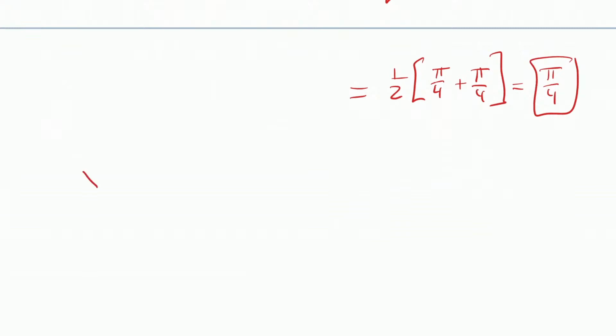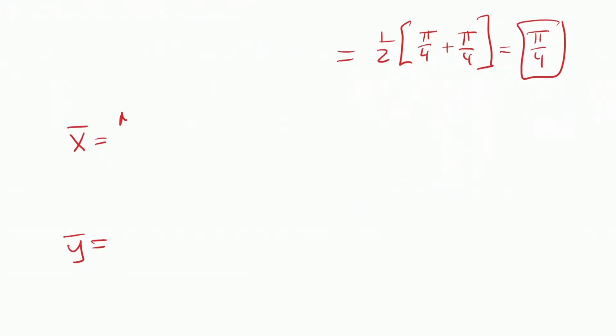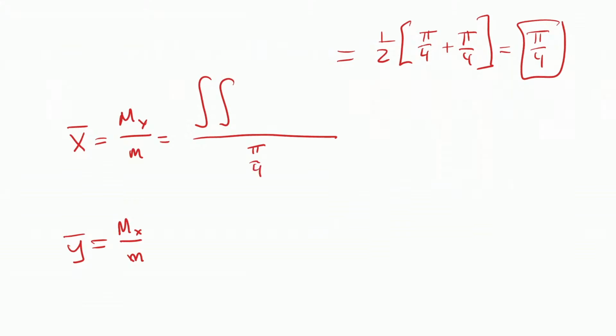The second thing you need to know is the center of mass. So x bar and y bar. And these are the moment about the y-axis over the mass and the moment about the x-axis over the mass. But the more important thing is that you do a double integral. Here, I'll put the pi over 4 down here. So whatever the mass is, that should go down there.